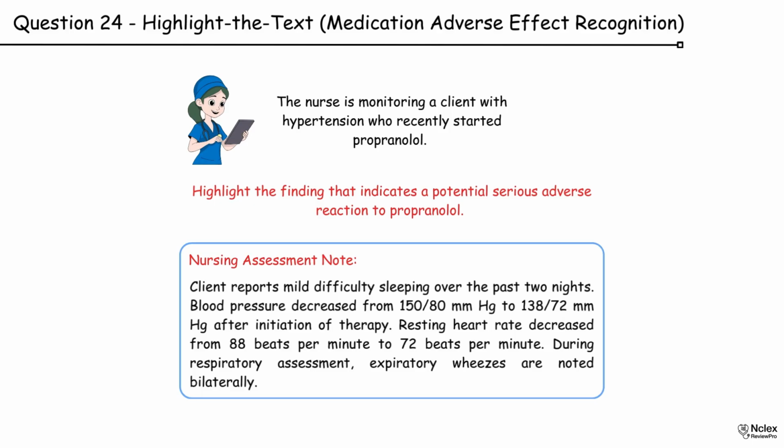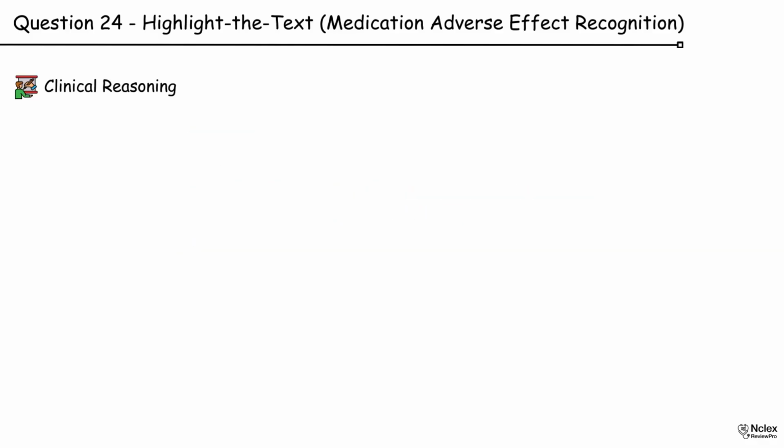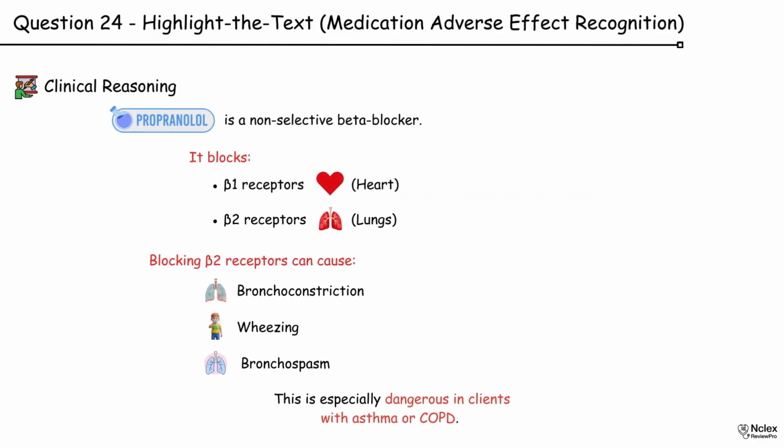The correct highlight is expiratory wheezes are noted bilaterally. Let's break this down clearly. Propranolol is a non-selective beta blocker. It blocks beta-1 receptors in the heart, but it also blocks beta-2 receptors in the lungs. Beta-2 receptors are responsible for bronchodilation. When they are blocked, bronchoconstriction can occur. That can lead to wheezing and bronchospasm. This is especially dangerous in clients with asthma or chronic obstructive pulmonary disease.